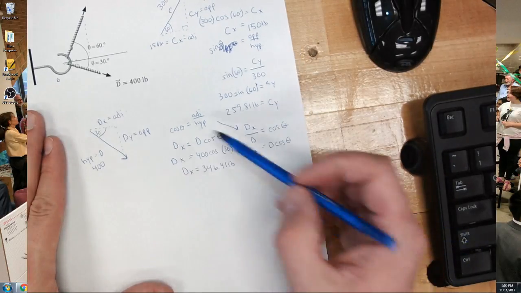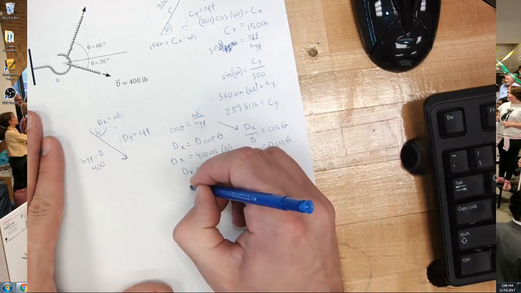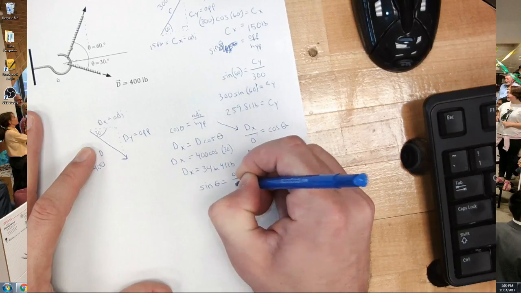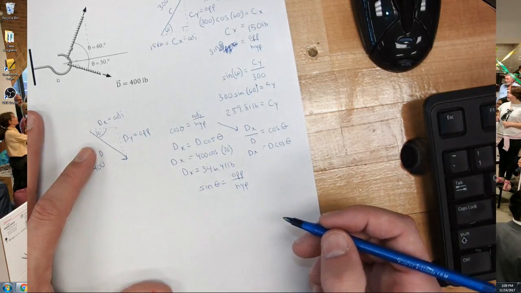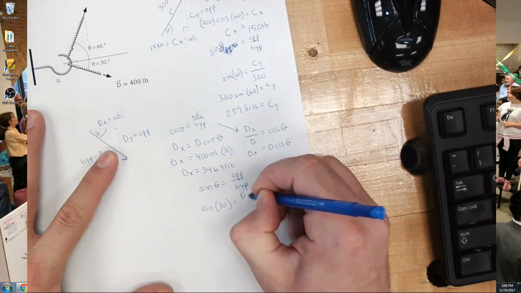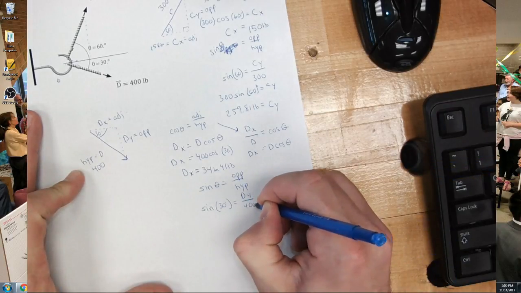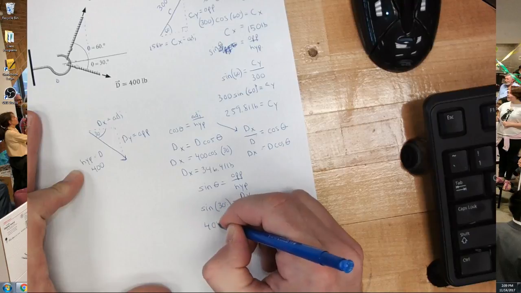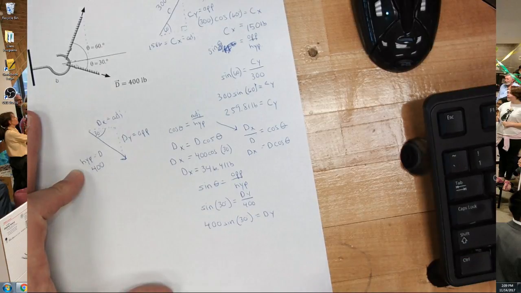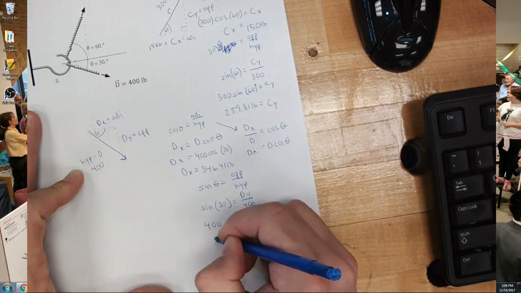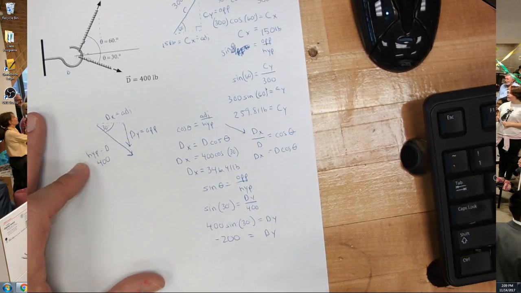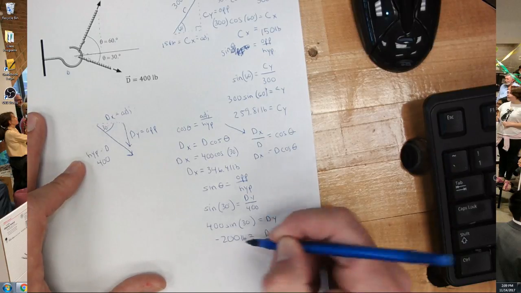My d of y is, in this case, opposite over hypotenuse. So again, for the sake of time, sine of theta equals opposite over hypotenuse. Sine of theta, which is 30 degrees. My opposite in this case is d of y. My hypotenuse is 400. Multiply 400 by both sides. You get 400 sine of 30 degrees equals your d of y. Your d of y equals negative 200. Why is it negative? Because it's going down, and as far as the sense is concerned, that creates a negative force.